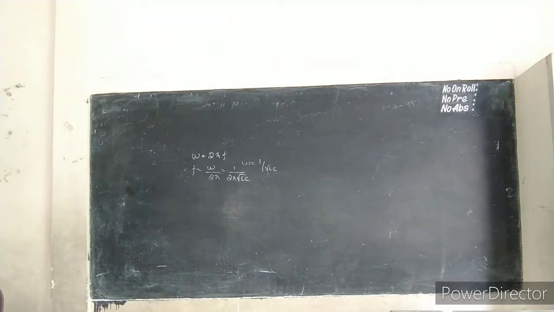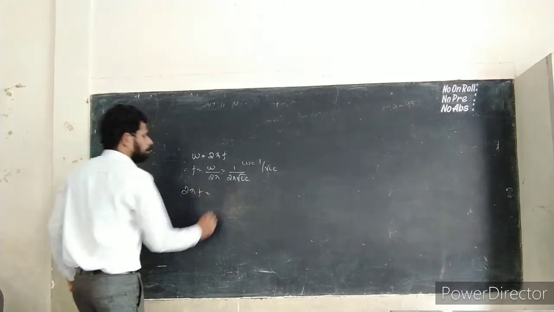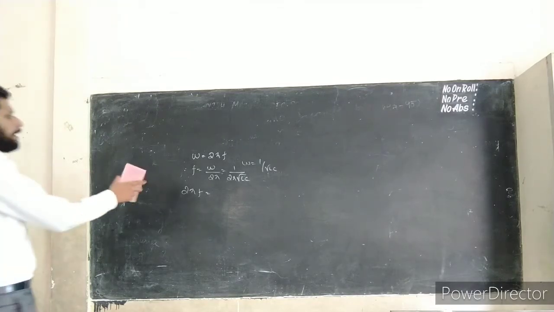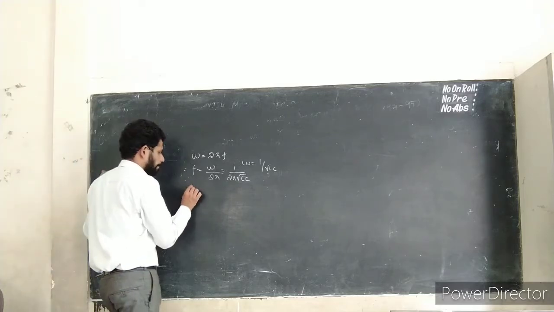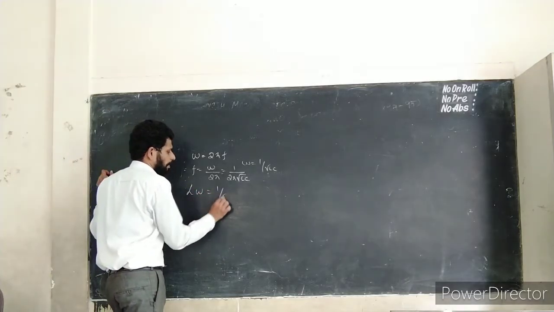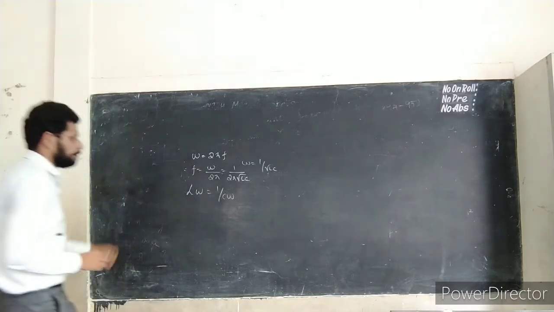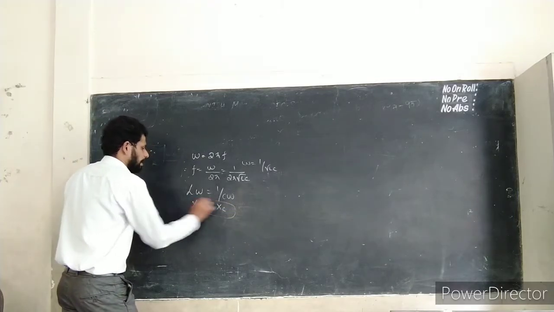Okay, 1 by 2 pi root LC. Now, whenever the resistance offered by the inductor is equal to the resistance offered by the capacitor, L omega will be equal to 1 by C omega. So the resistance offered by the inductor will be equal to the resistance offered by the capacitor.